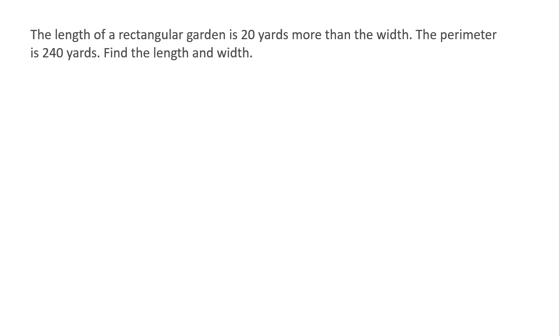The length of a rectangular garden is 20 yards more than the width. The perimeter is 240 yards. Find the length and width. Okay.